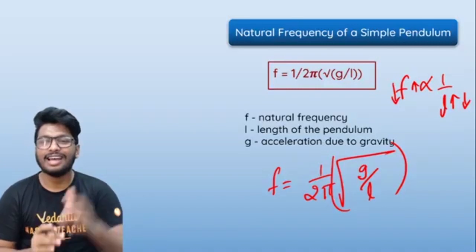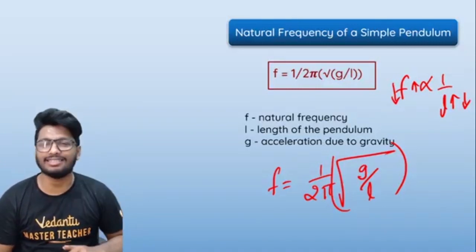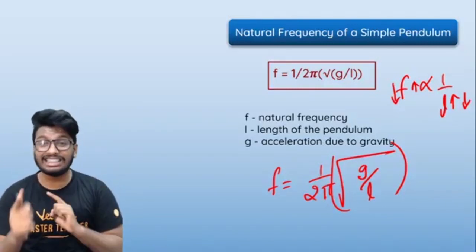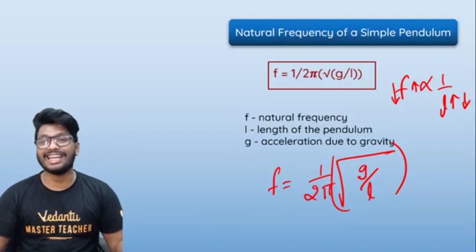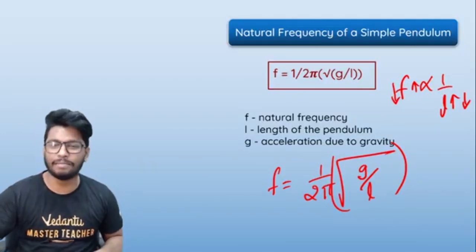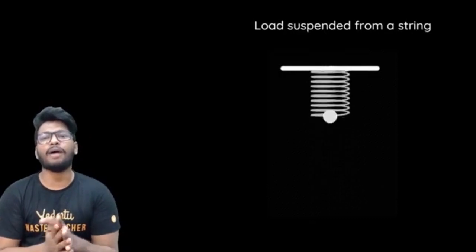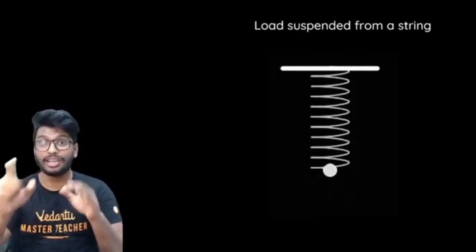It's just that. Alright. So g is acceleration due to gravity, L is nothing but the length of the pendulum, and the relationship between frequency and the length of the pendulum is that it's inversely proportional. And that's it, people. Moving on to the next one. What about a spring? Not a string, a spring.